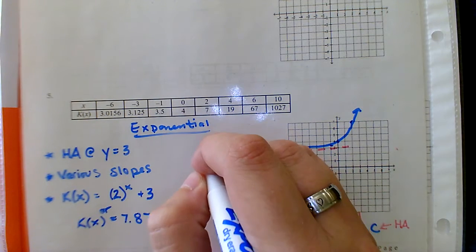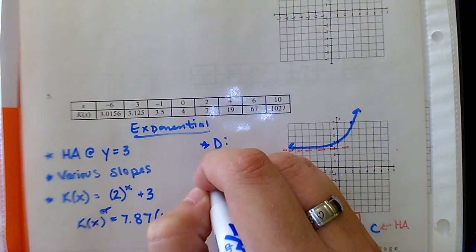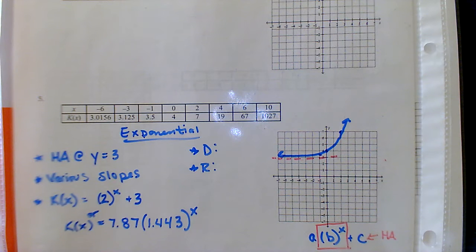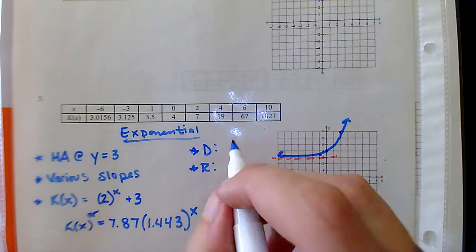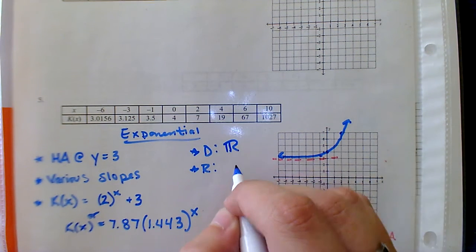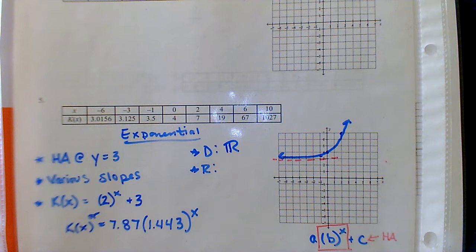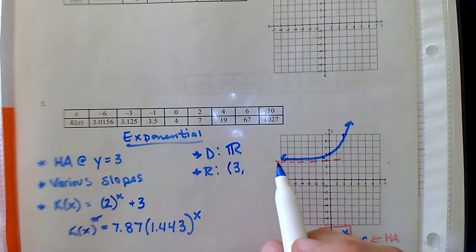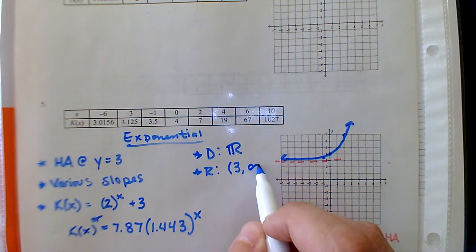Domain and range. Let's tackle domain and range. Okay, domain, range. How far left and right does this exponential go? Domain is all real numbers. All real numbers, forever to the left, forever to the right. What about the range? Low to high? 3 within a parenthesis. Okay. To infinity. To infinity. All right.